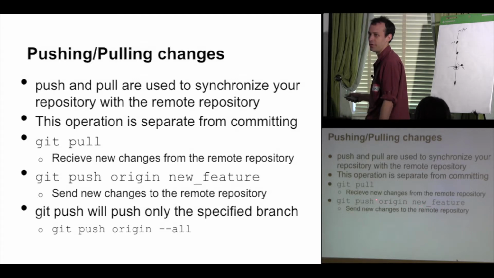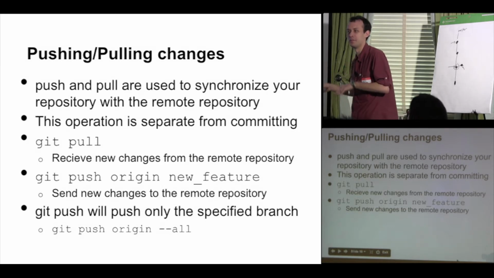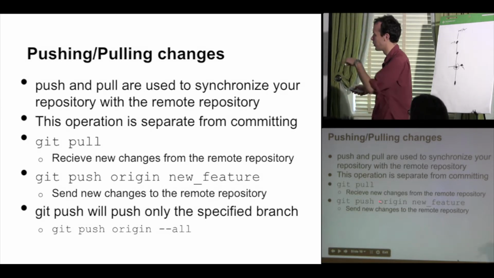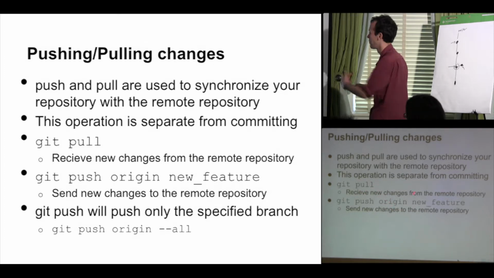By default, if you have one remote, that remote is called origin. You can actually have multiple different remotes if you want, which you probably don't. But if you have more than one remote, you would specify the name of the remote. Otherwise, it's always called origin. So what this will do is take all of the changes that have been committed to new feature that aren't yet on the remote, and it will put them there.